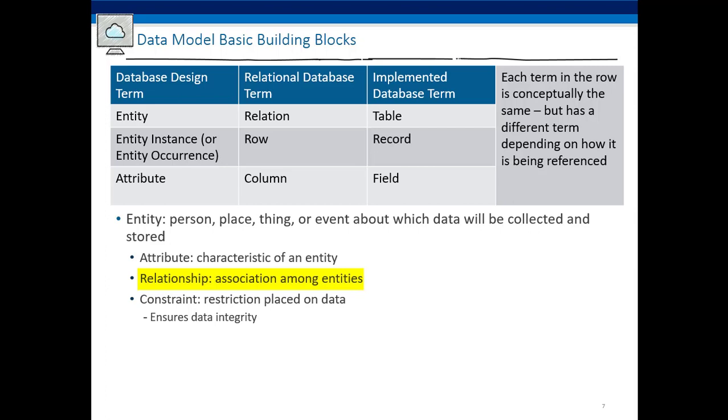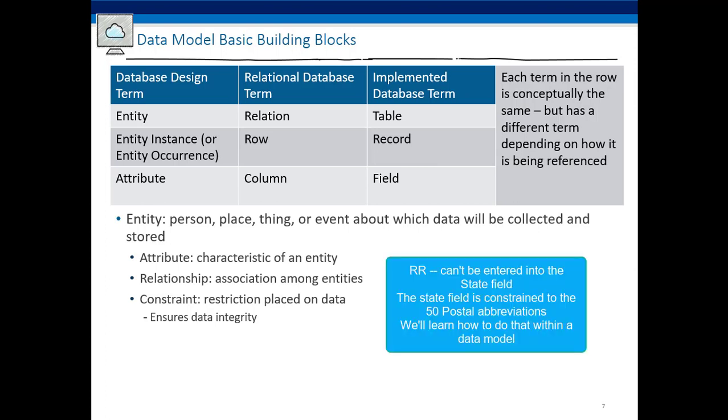In addition to those basic building blocks, we have relationships, which are associations between two entities, and constraints. You gather the constraints to see how you're going to restrict the data to ensure data integrity. Let me give you an example of a constraint. So there's only 50 states. I need to constrain the state field so that I can't just enter RR in a state field, for example. I need to constrain it so it's only those 50 states.